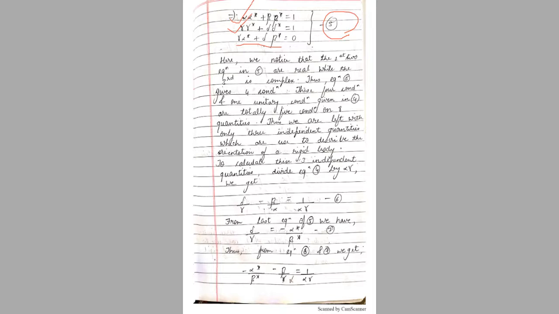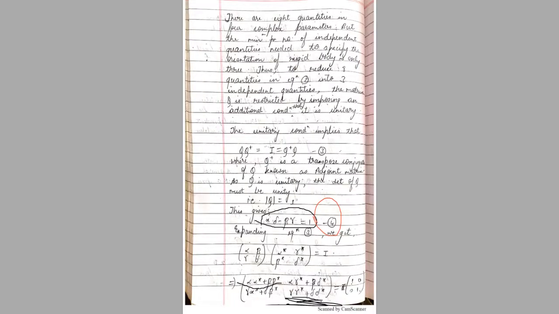See, we also need to calculate these three quantities. Now I just know that there are three independent quantities, but we need to find these quantities. So what you have to do is divide equation number 4 by alpha into gamma. See, where is our equation number 4? This is our equation number 4. If I divide this equation by alpha into gamma, what will I get? This side alpha will get cancelled.